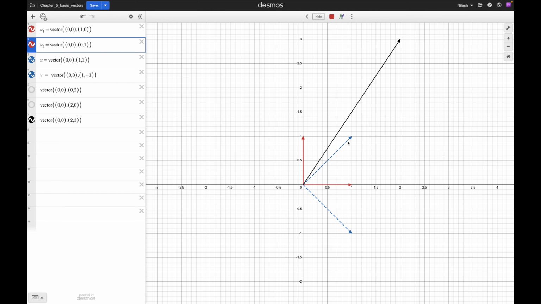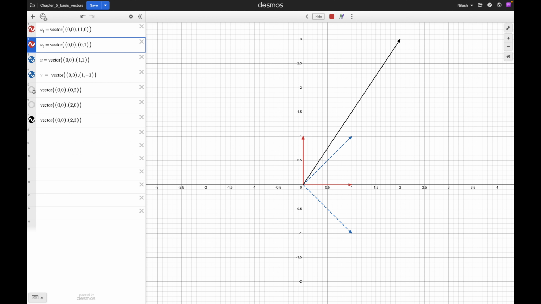They can be any value, as you can see in this case. These two can be combined linearly to get the same vector. Now the point to note here is that the coefficients in the linear combinations would be different in the case of the blue set of basis vectors as opposed to the standard basis vectors shown here in red.